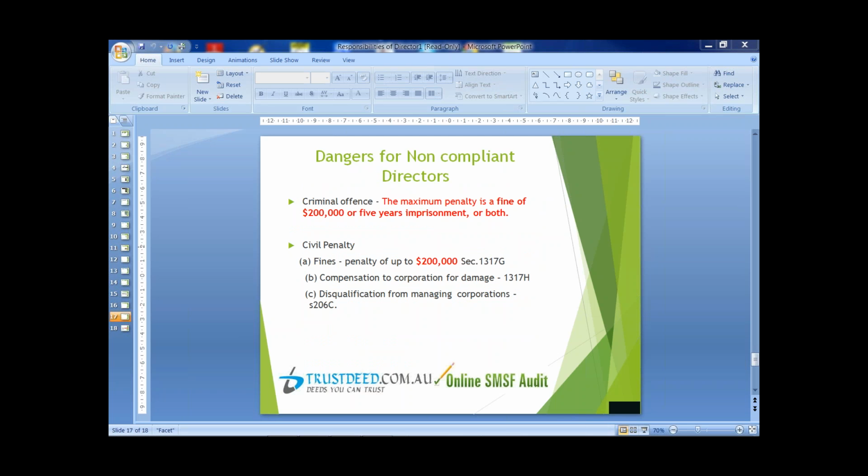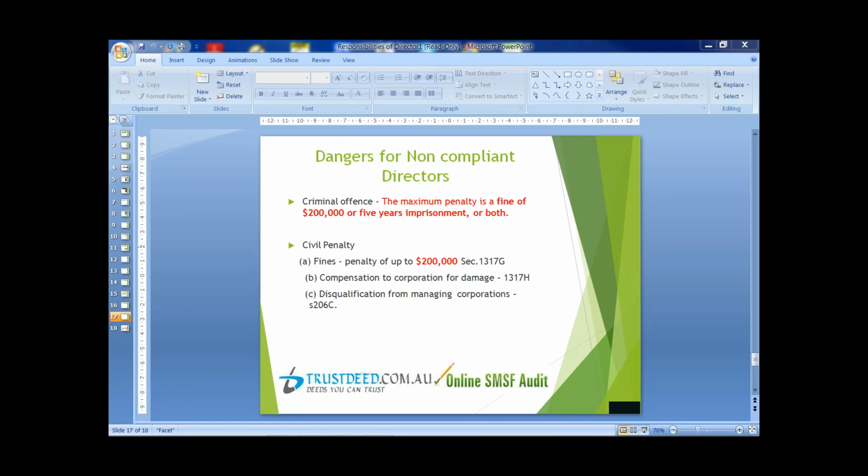There are severe consequences for breach of a director's duty. The penalty consists of criminal offense penalty and civil penalty. First of all, we will understand what is a criminal offense. The criminal offense under Section 184 of the Corporations Act includes when a director commits an offense recklessly or with intentional dishonesty and fails to discharge their duties in good faith and in the best interest of the company or for a proper purpose.